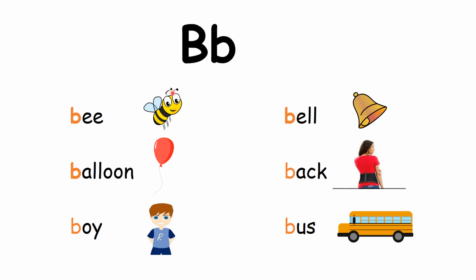Next, we go to letter B. Still remember the sound? It's B, just like a bee. Buzz. What is the sound of a bee? Buzz. Buzz. Okay, let's read. B, bee. B, balloon. B, boy. B, bell. B, back. B, bus. Now it's your turn. Follow this pointer. Sound it first.